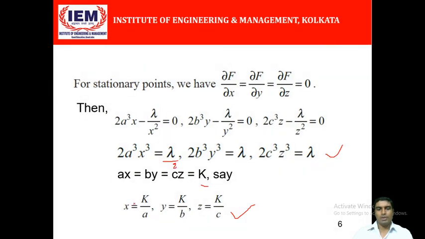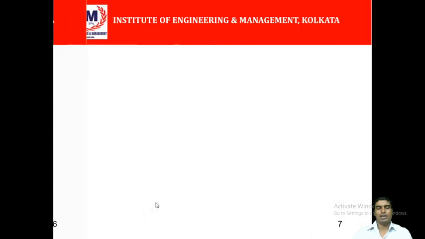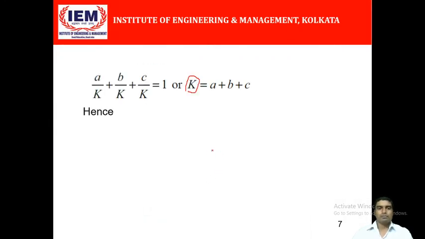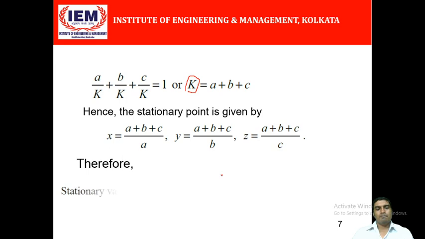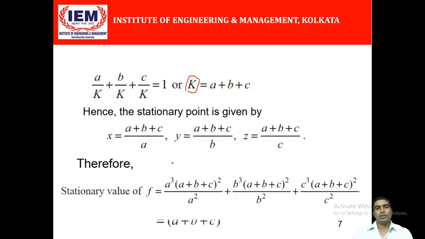So in this equation, if I plug it in, I know that k is a plus b plus c. So I can find x equals a plus b plus c by a, y equals a plus b plus c by b, and z equals a plus b plus c by c. Now for the stationary value, it will basically be just plugging all these x, y, z into the given function, and I will get this value, a plus b plus c whole to the power 3. That is one nice example of an application of the Lagrange multiplier.